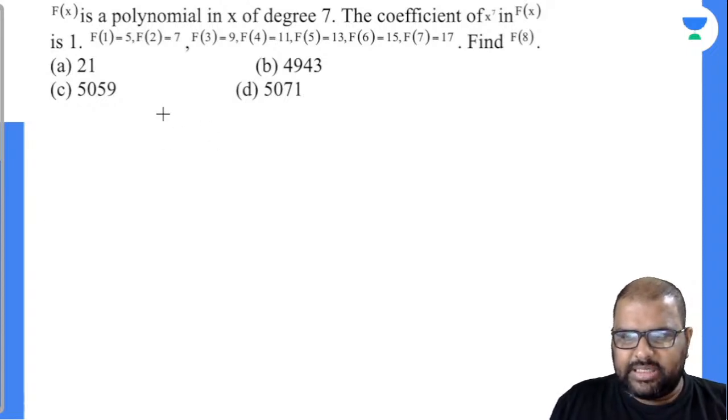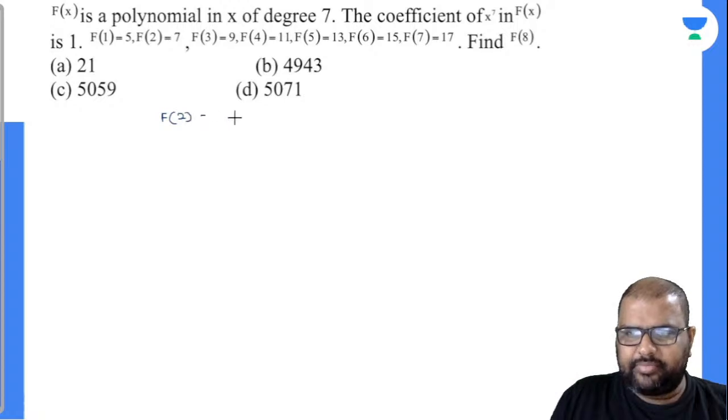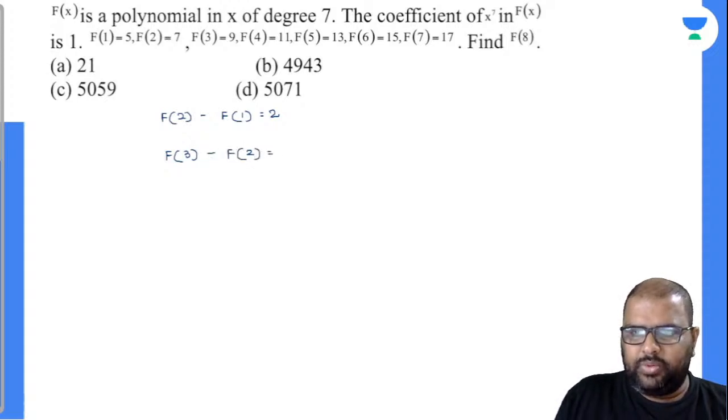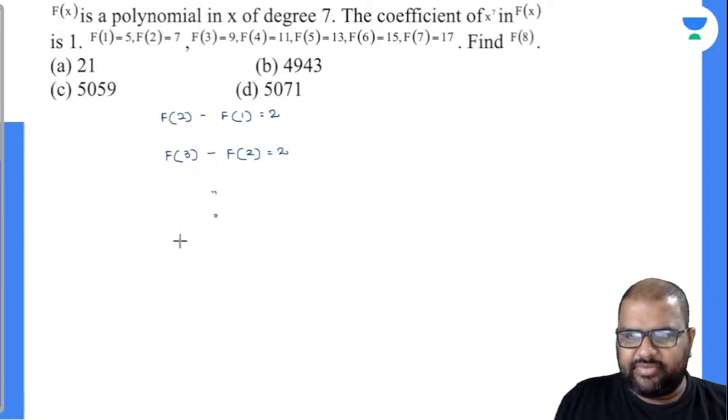So by observation, can I write down like this? f of 2 minus f of 1 is equal to 2. Am I right or wrong? I'll write down 3 relationships so you can understand this. f of 3 minus f of 2 is again 2. So on. At last, finally, f of 7 minus f of 6 is again 2.